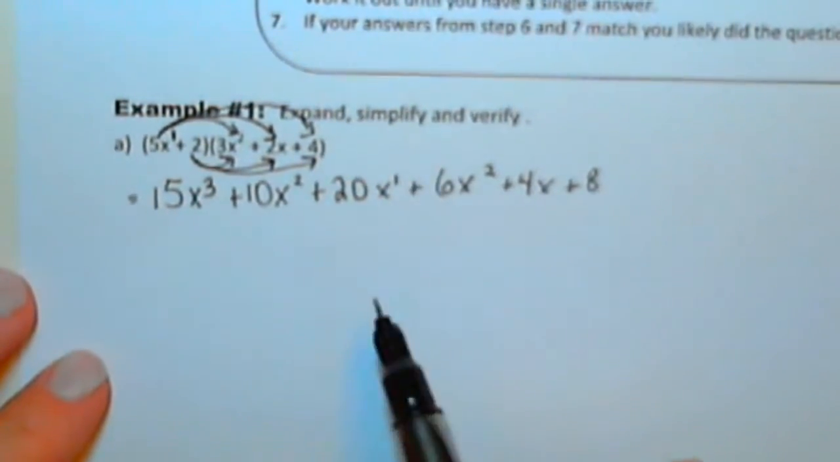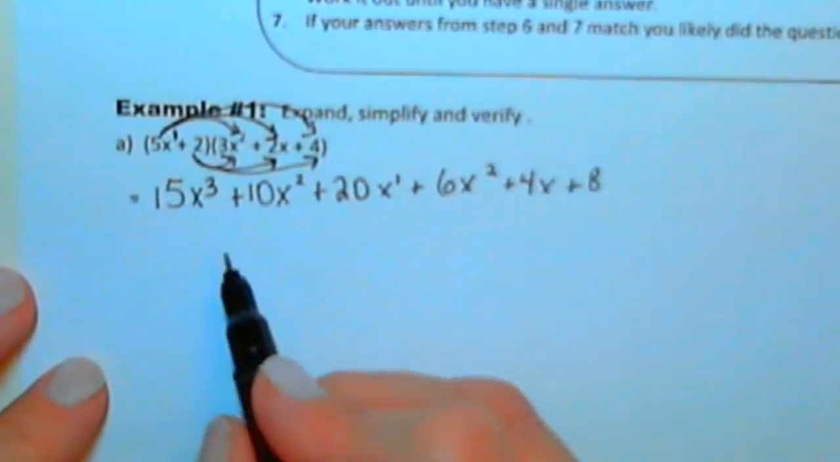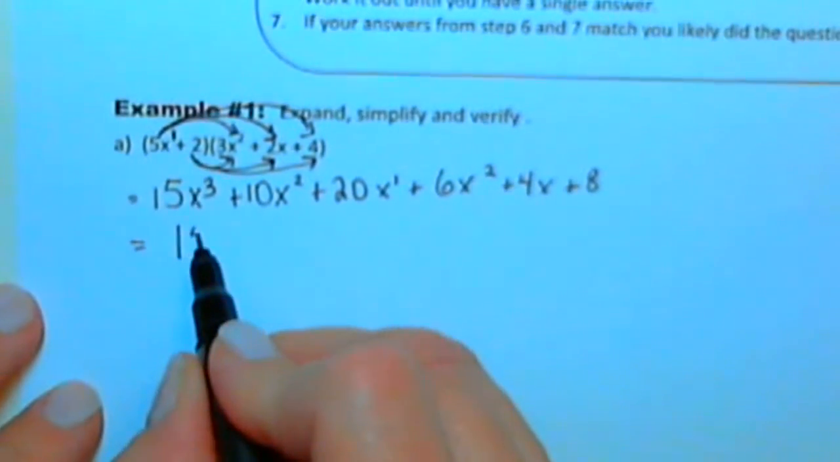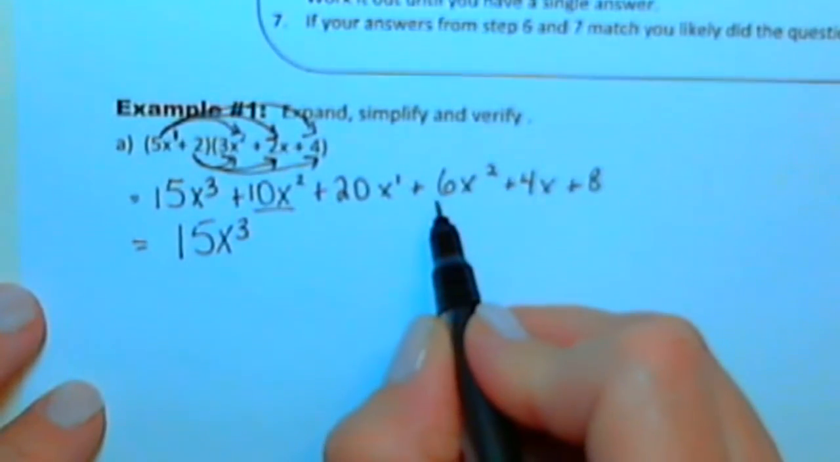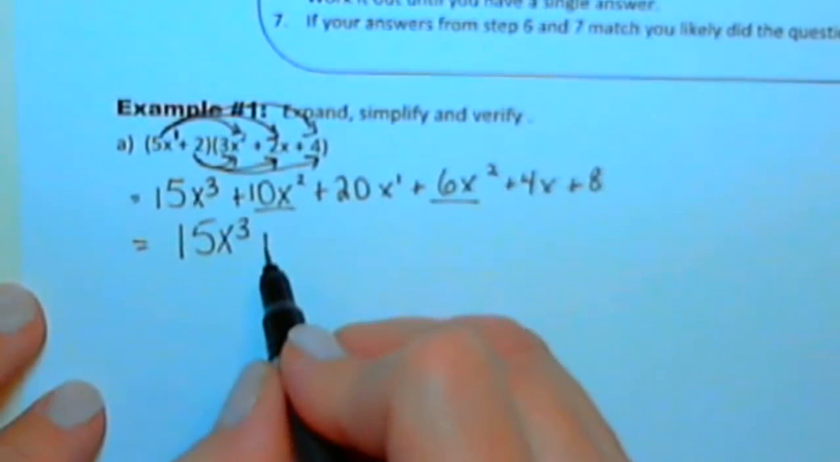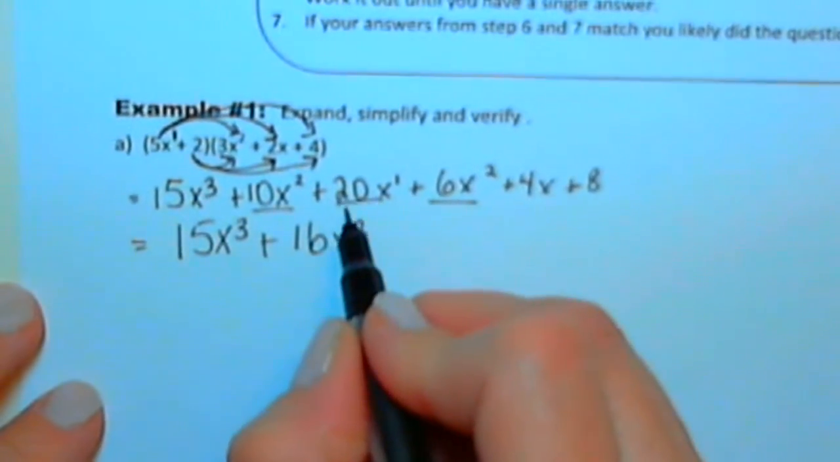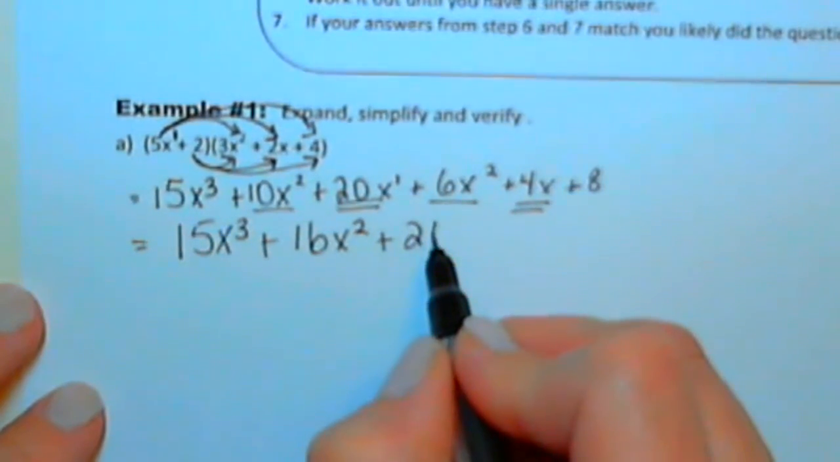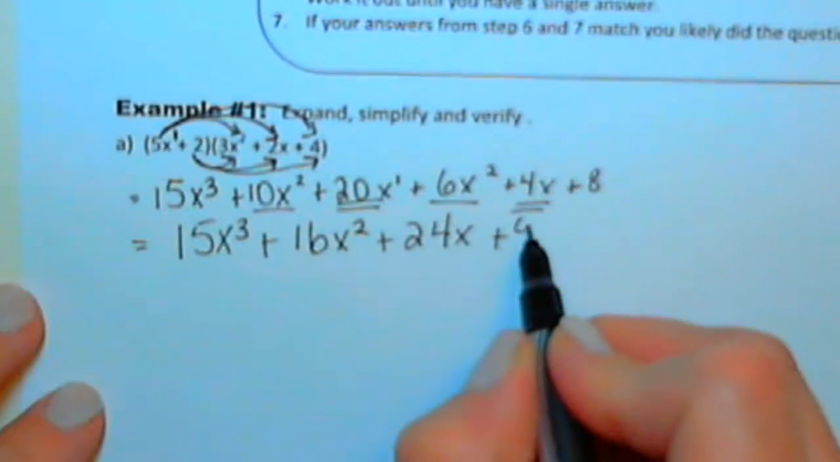Step number 2 is to simplify. That means you're going to look through here and see if you can combine any like terms. Well, there's only 1x cubed, so that is not going to get combined with anybody. There's a 10x squared and a 6x squared, which turns into 16x squared. There's a plus 20x and a plus 4x, which is plus 24x, and then there's a plus 8.